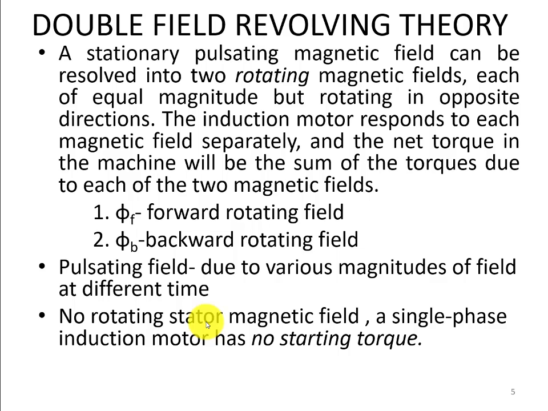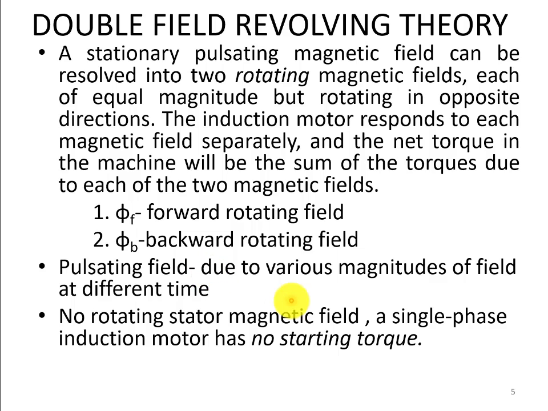So let's look at what happens to the magnetic field inside once we apply the single phase supply to this single phase induction motor. The induction motor will produce a stationary pulsating magnetic field, and that pulsating magnetic field we can divide into two rotating magnetic fields, equal in magnitude but in opposite directions. The induction motor responds to each magnetic field separately, and the net torque in the machine will be the sum of the torques due to each of the two magnetic fields. We will name them the forward rotating field and the backward rotating field.